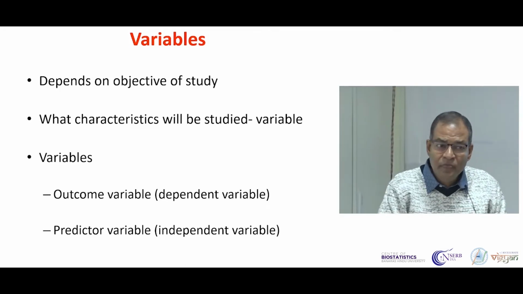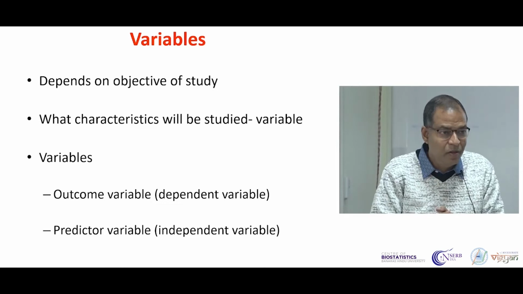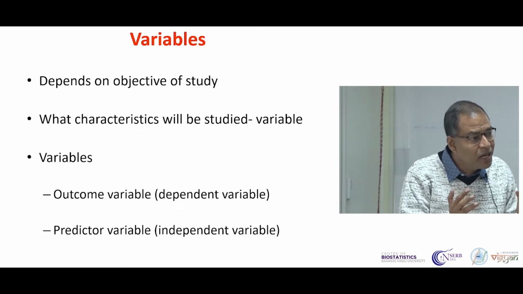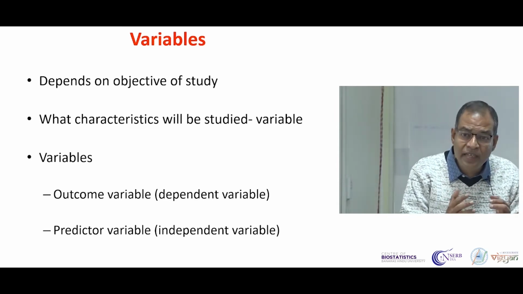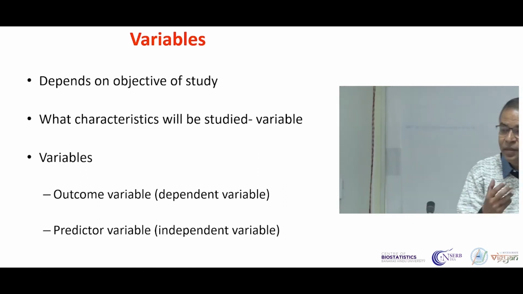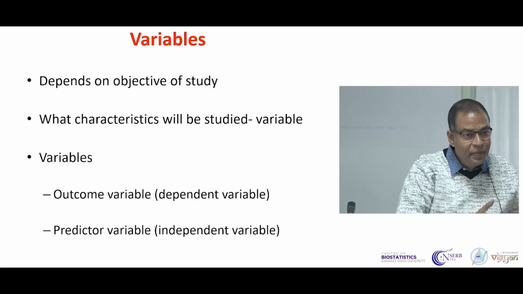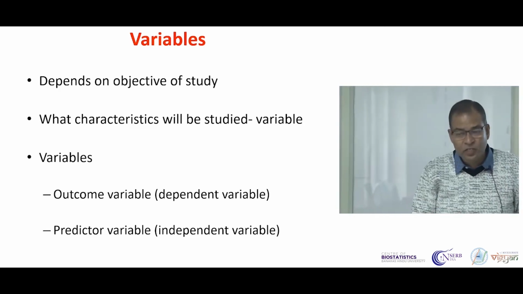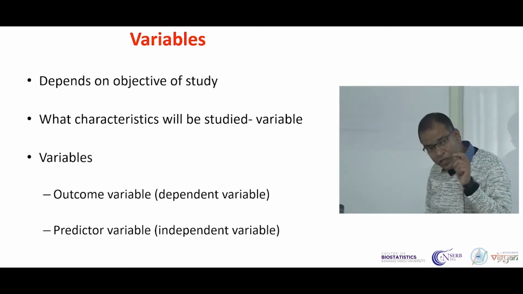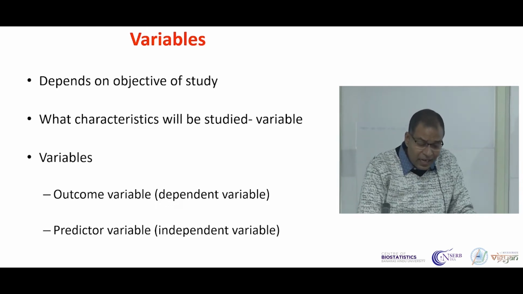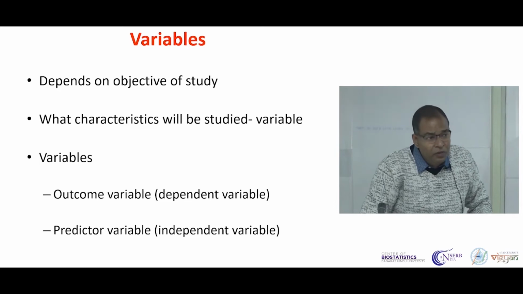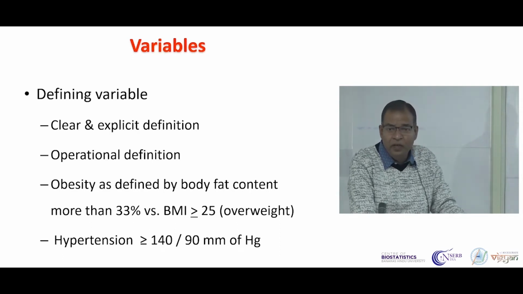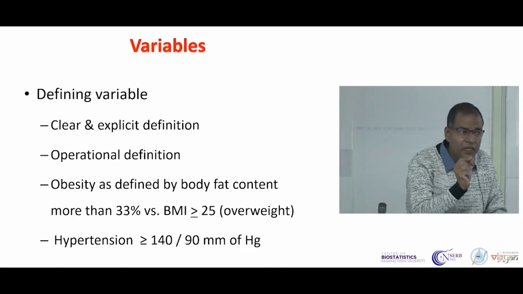What is the dependent variable? In this example, blood pressure is the dependent variable, because blood pressure is dependent upon so many factors. And those many factors are collectively known as independent variables, also known as predictor variables or criterion variables. And the dependent variable, since it is the outcome of all the independent factors, is also known as the outcome variable or the response variable as well. Clear? So you have to specify this. What characteristics will be studied, what outcome variable will be studied, and what predictor variable will be studied as well. And when defining the variable, this is very important, you have to give the operational definition as well.